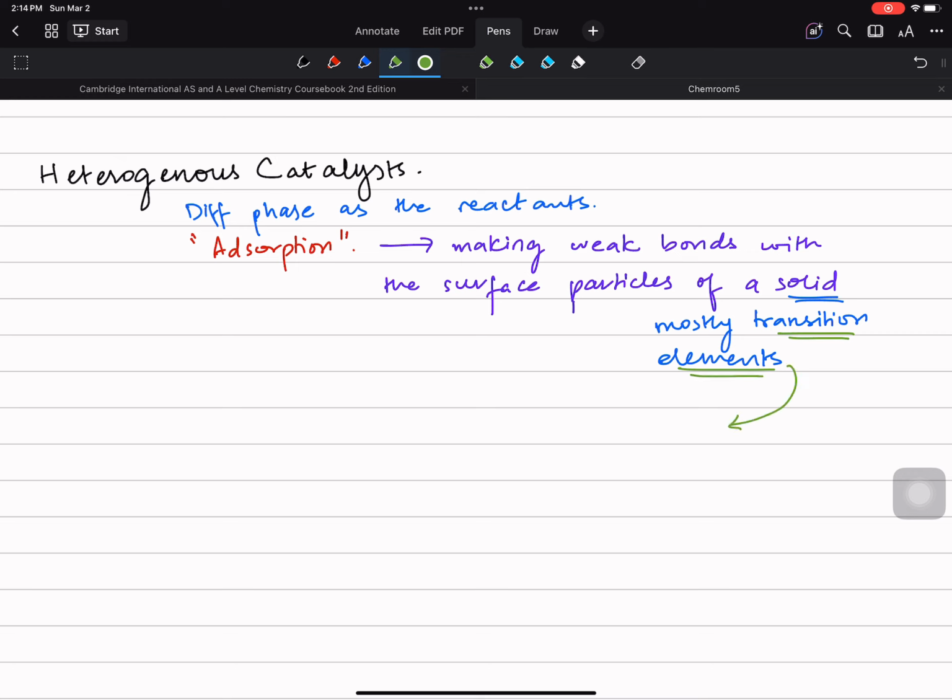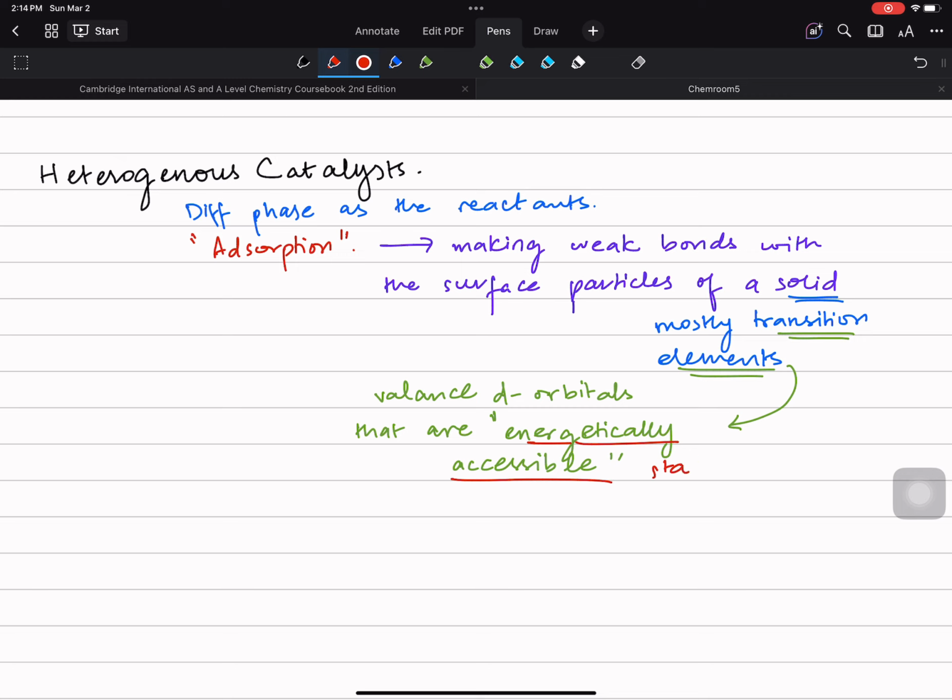What is so special about transition elements, and why do they behave like this? They have got vacant d orbitals that are energetically accessible. So these orbitals are energetically accessible, which means that they have this vacancy where partial bonds can be made. By the way, this statement comes from the syllabus, and I would really appreciate it if you could more or less memorize this statement.